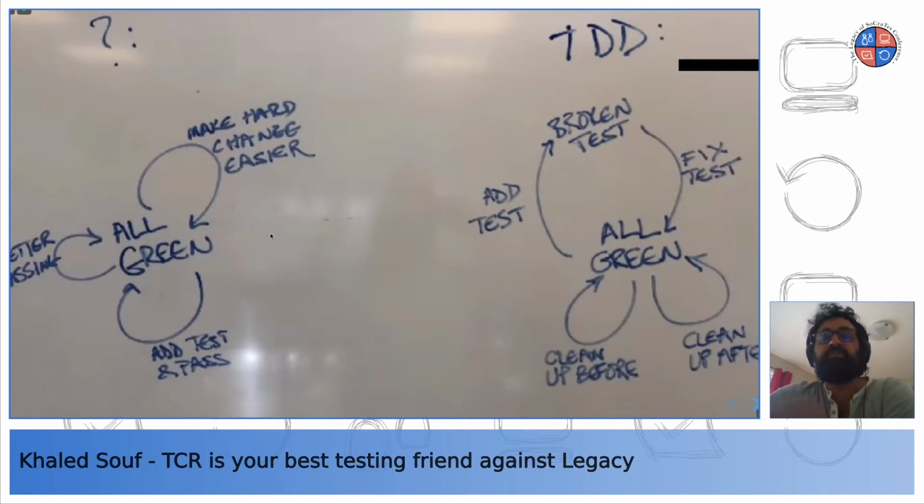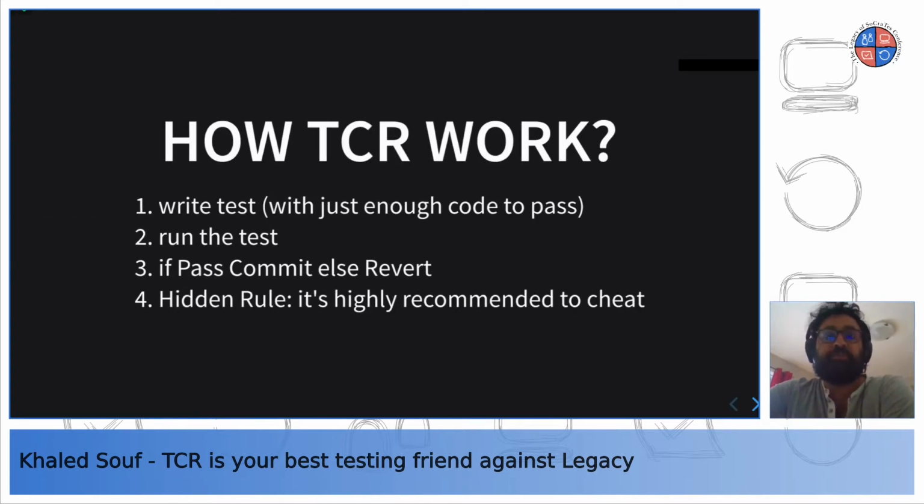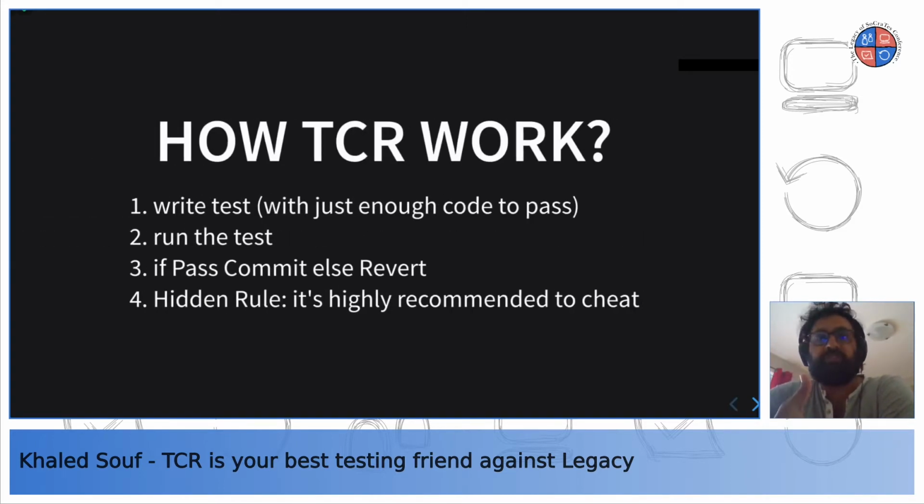So this is what we call test and commit. Actually, we didn't talk about the revert phase. Why? Because he was not the one that invented that. He was the one that invented the T and C, and then Oddmund Strømme and Lars Barringer and Ole Johansson took that and tried to create a symmetry for the case that your test fails, what we do. And Kent Beck after that documented it.